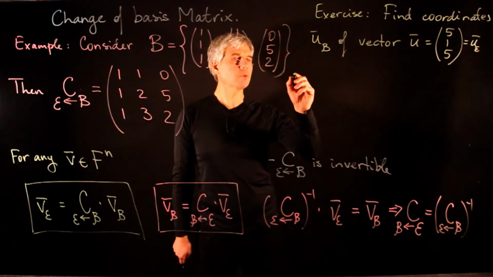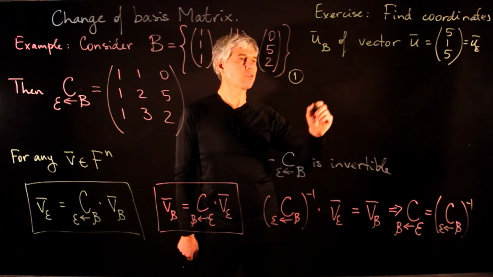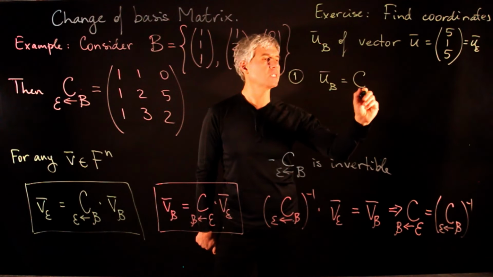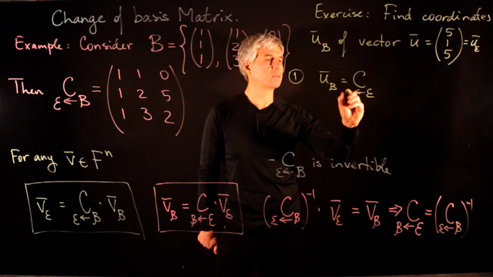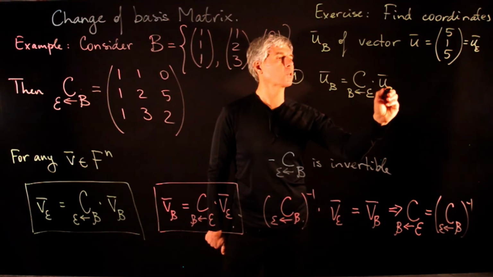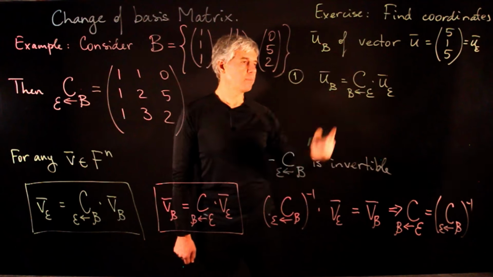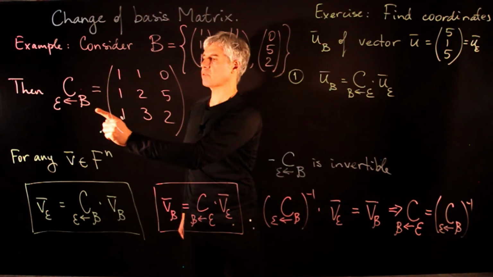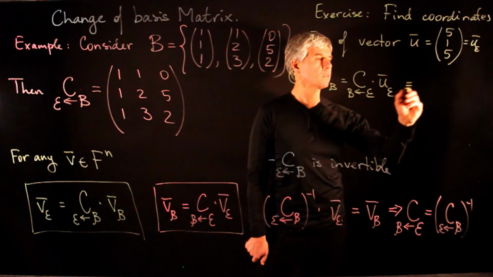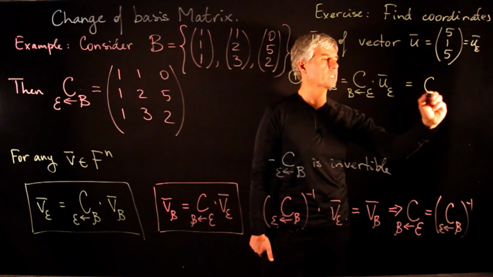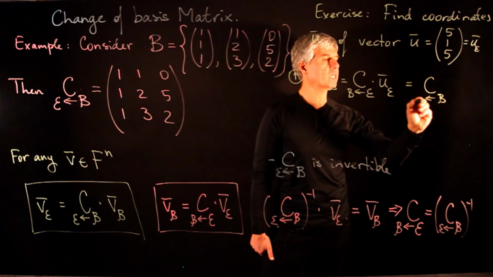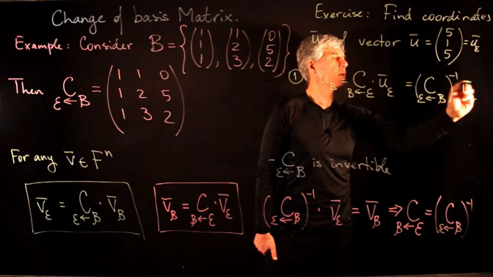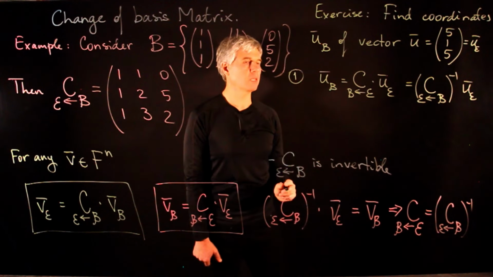And there are two possible approaches to solving this problem. The first approach is we can say that U_B is equal to the change of basis matrix from E to B times the standard coordinates of this vector, which are given. But we don't have this change of basis matrix. We only have a change of basis matrix from B to E. So what we can do is compute the inverse of this matrix and then multiply the given vector U_E by the inverse of this change of basis matrix.